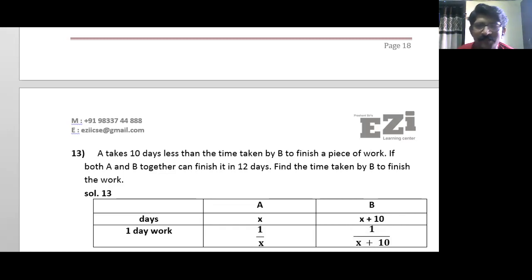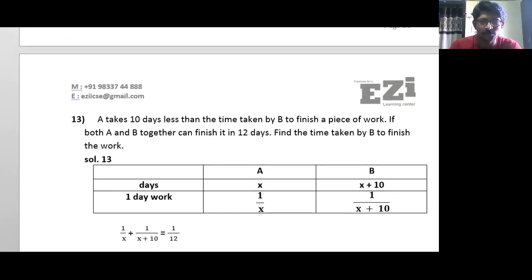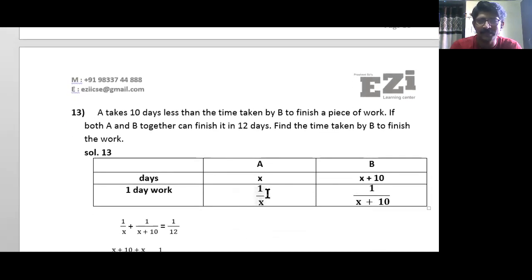And now understand. If together they take 12 days, that means in one day, how much will they do? 1 upon 12. Isn't it? So their one day works we can add. A's one day work plus B's one day work would become 1 upon X plus 1 upon X plus 10, and together their one day work would become 1 upon 12. I hope you understood how this equation is framed.